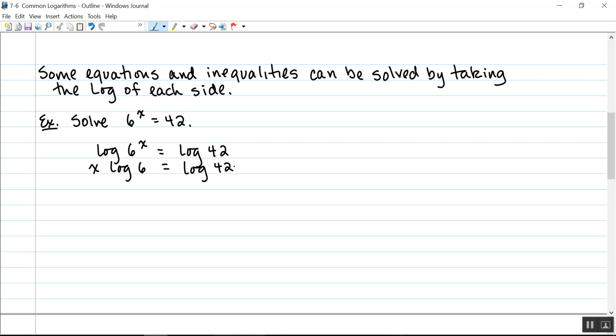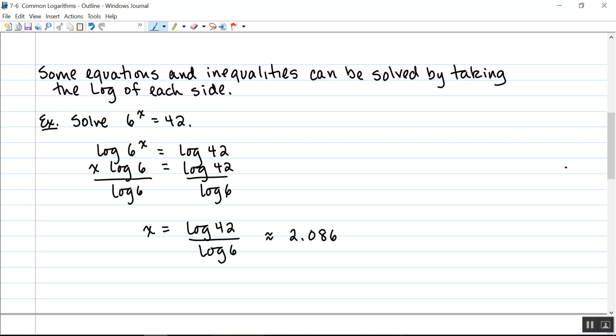Remember I'm trying to solve for x, so I can divide both sides by the log of 6. So x is equal to log of 42 over log of 6. Whoops, sorry about that. I can punch this into my calculator, and I get that it's approximately equal to 2.0860. And most of the time, I'm not sure why they like to round these to 4 decimal places.